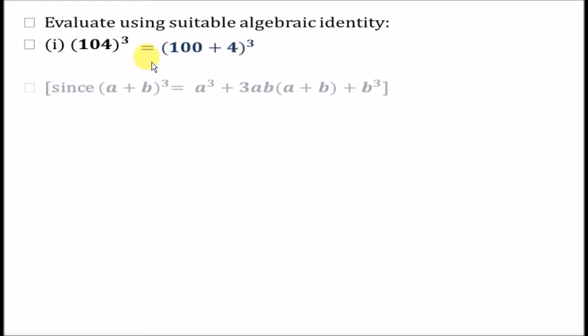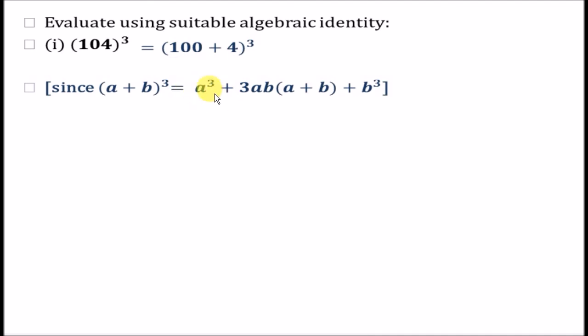Now the next type of question that can be solved using the identity is: evaluate using a suitable algebraic identity. So we need to find 104³. Since we have a cube here, we have to use one of the identities that we have learned in this series. 104 can be expressed as 100 plus 4. So 104³ can be expressed as (100 + 4)³. In place of a we have 100 and in place of b we have 4. Since (a + b)³ equals a³ + 3ab(a + b) + b³.